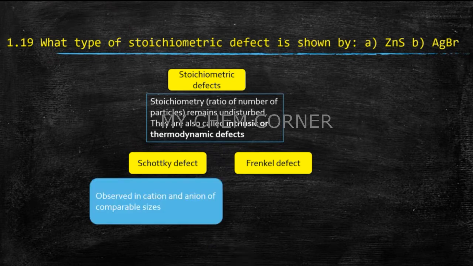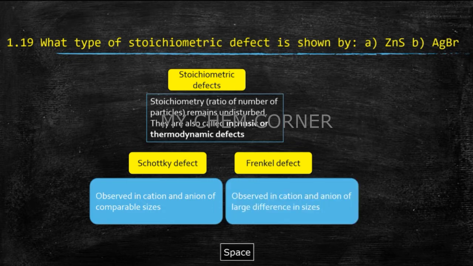Now, Schottky defect is observed in cations and anions of comparable sizes, which means the cation and anion can be of almost similar size. But Frenkel defect is observed where they have a huge difference in size. Based on the size, we can tell whether ZnS is going to show Schottky or Frenkel, or whether AgBr is going to show Schottky or Frenkel.